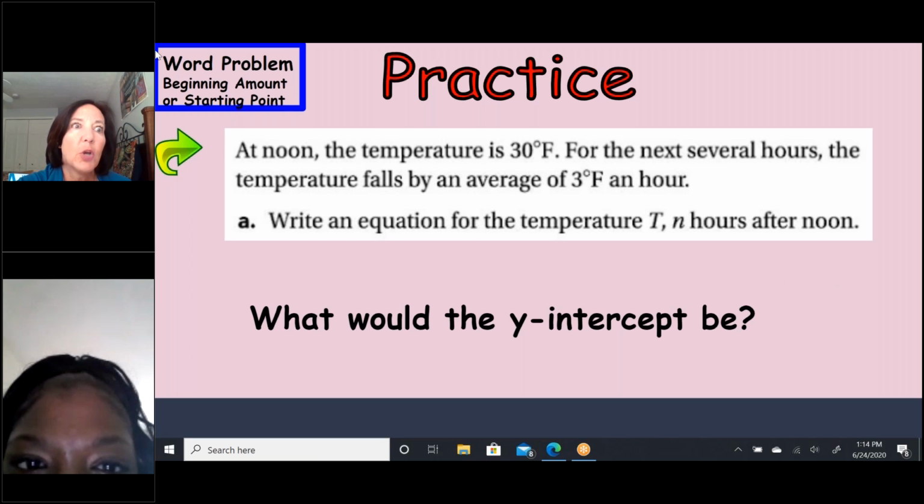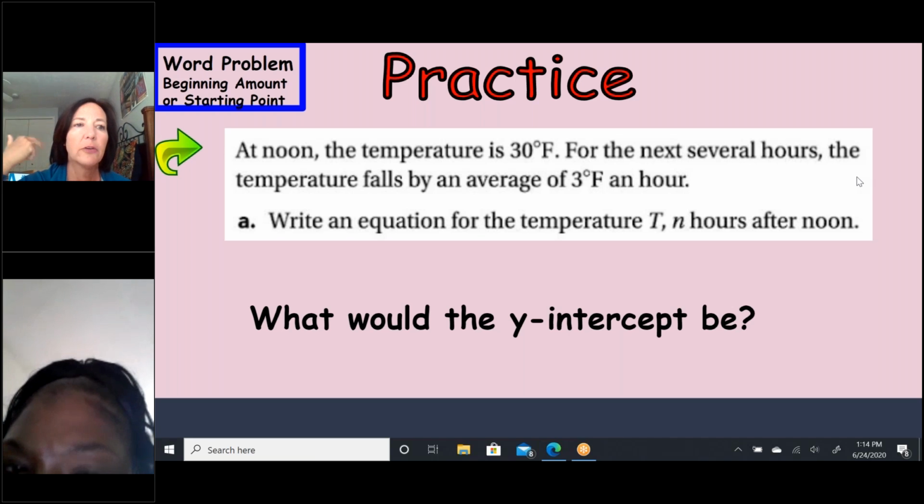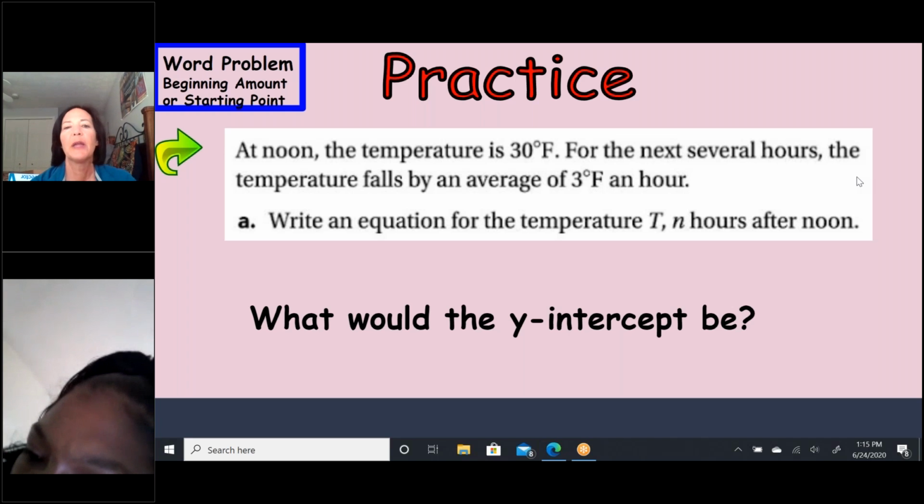And the part of our note page that applies to word problems, I pasted it up here in the left corner. So it says word problem. We're looking, the y-intercept is going to be the beginning amount or the starting point. So at noon, the temperature is 30 degrees. For the next several hours, the temperature falls by an average of 3 degrees an hour. What would the y-intercept be, Tylisha?